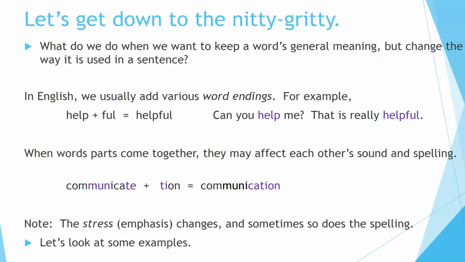When word parts come together, they may affect each other's sound and spelling. For example, communicate plus shun is communication. Note the stress or emphasis changes, and sometimes so does the spelling when we add a word ending. Let's look at some examples.